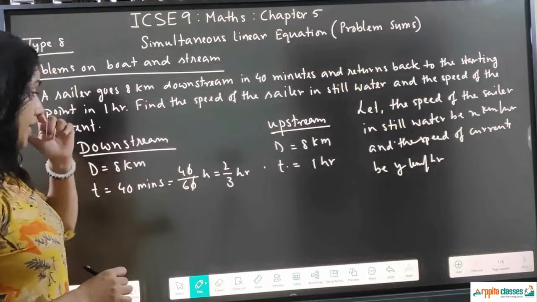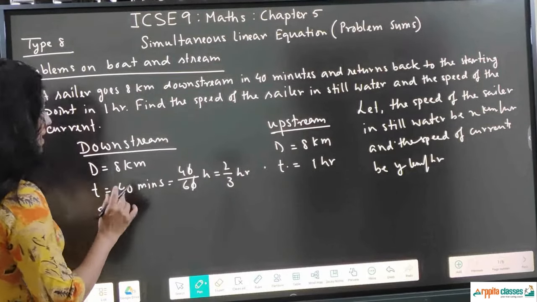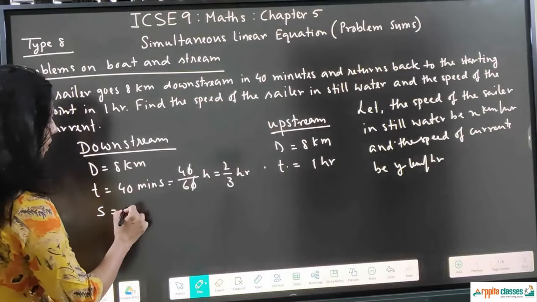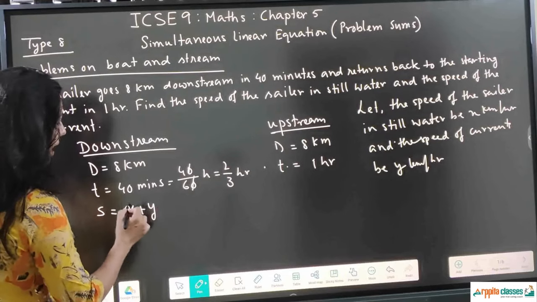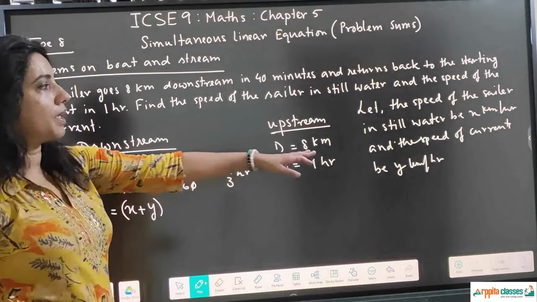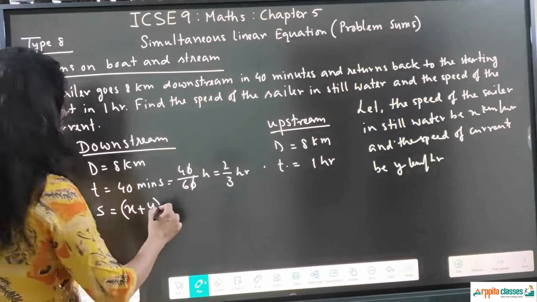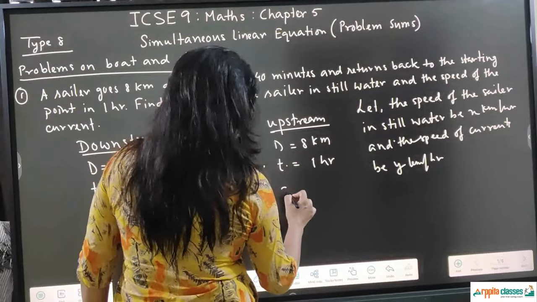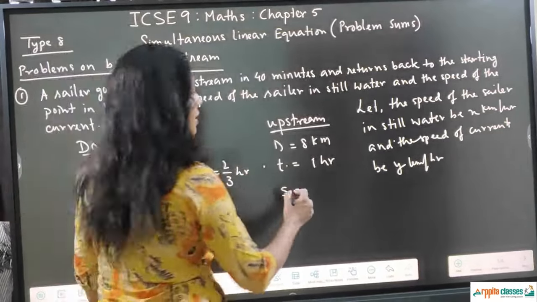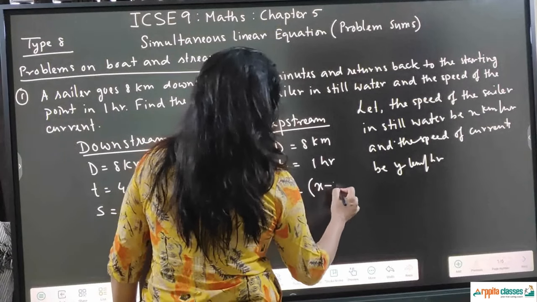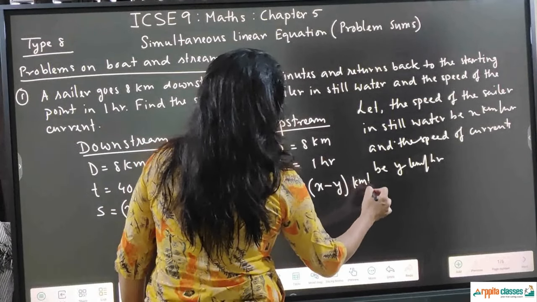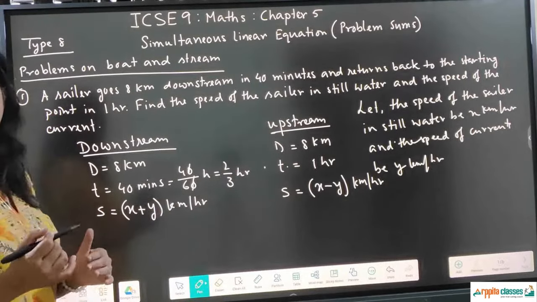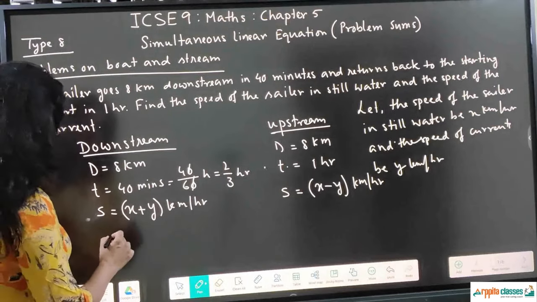Since it is downstream, the effective speed will increase. So the speed of the boat will be x plus y. Here the speed of the current gets added to the speed of the boat, this much kilometer per hour. And in case of upstream, the speed will decrease and the effective speed will be x minus y kilometer per hour. Now I will get equations if I apply the distance, time and speed formula.